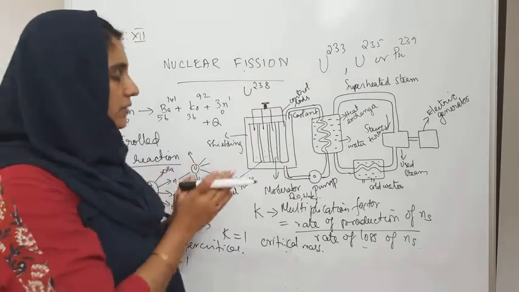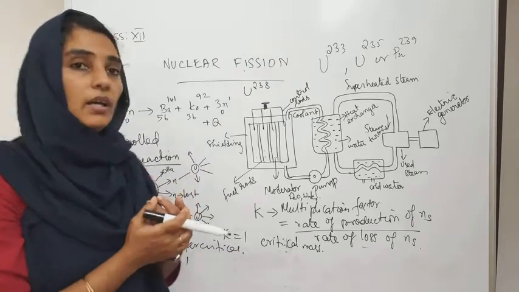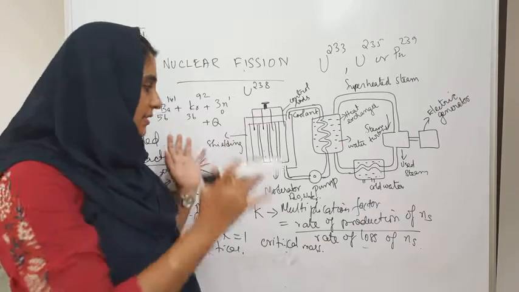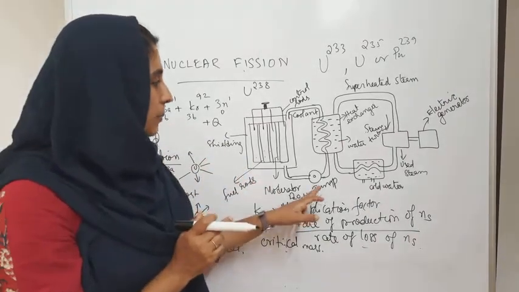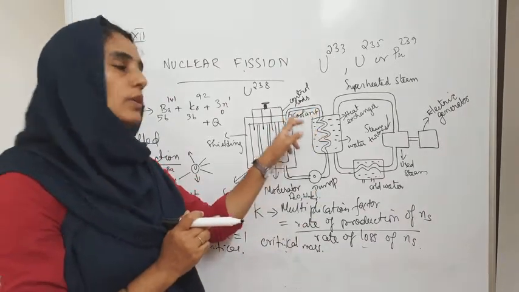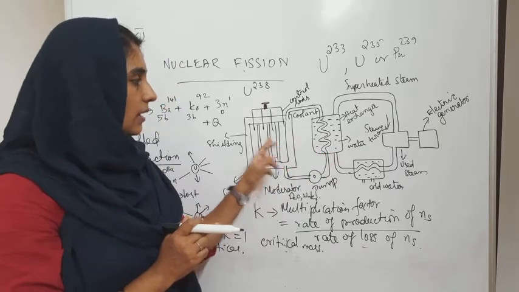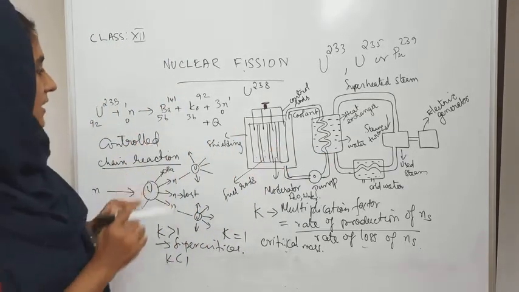because in order to protect the surroundings from leakage of the high energy gamma rays or radiations, it is protected with a concrete wall. Then you can see a pump here. Then there is a coolant. Coolant is usually water, and a large amount of energy is released per fission reaction.